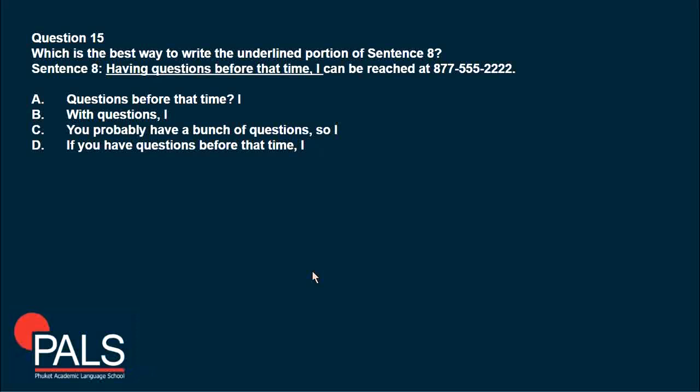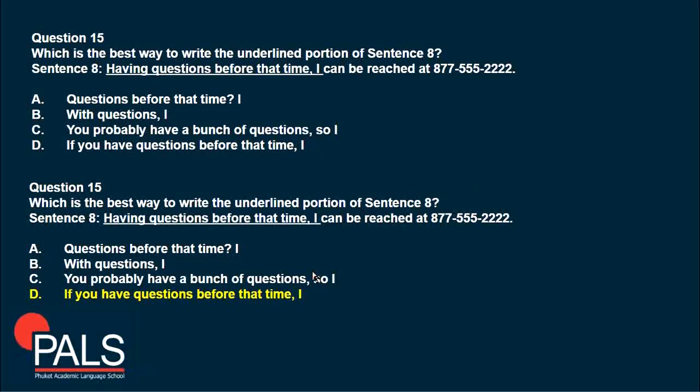Yep. Let me explain the answer then. The answer is letter D. Why? Have you ever heard about dangling modifiers? "Having questions before that time." Who? Is it the writer? That is a dangling modifier, meaning the underlined portion is a modifier, but it doesn't contain the proper subject, okay? So it's better to say, "If you have questions before that time, I can be reached."